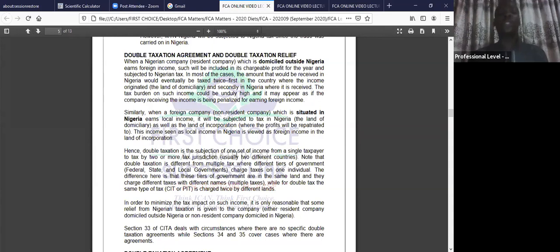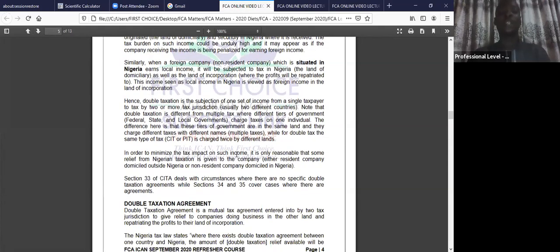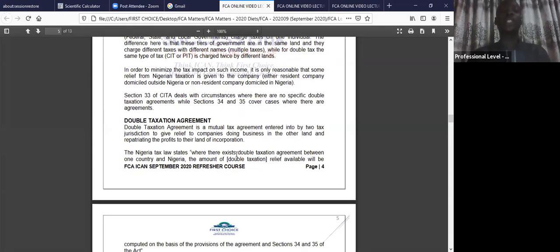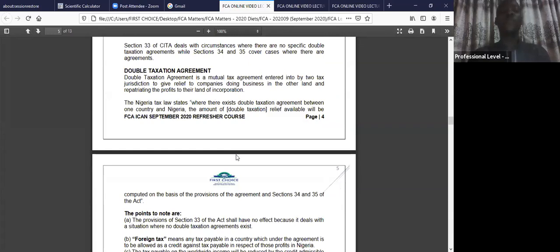It deals with where there are specific agreements, that is, when there are double taxation agreements, while section 33 of CITA deals with when there is no specific agreement. So when Nigeria is dealing with another country where they have no double taxation agreement, section 33 deals with that. So now let's talk about section 34 and 35 before we go to section 33.